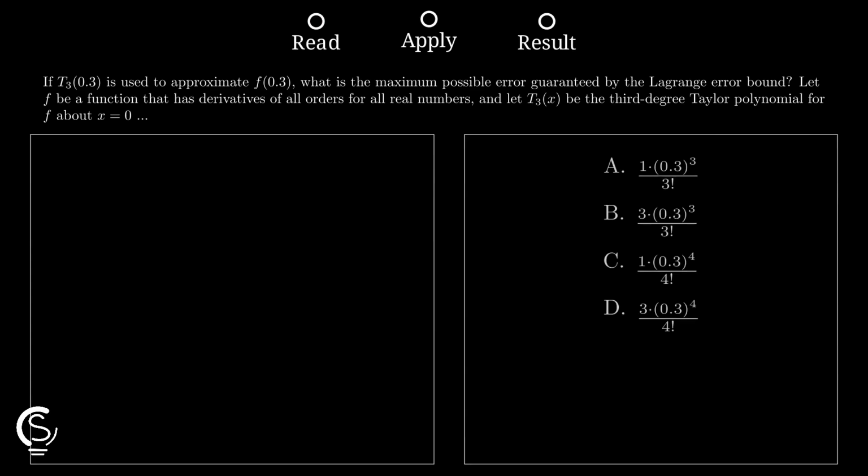For a third-degree Taylor polynomial centered at 0, the Lagrange error at x equals 0.3 is bounded by M times 0.3 to the fourth over 4 factorial, where M bounds the absolute value of f to the fourth of x.